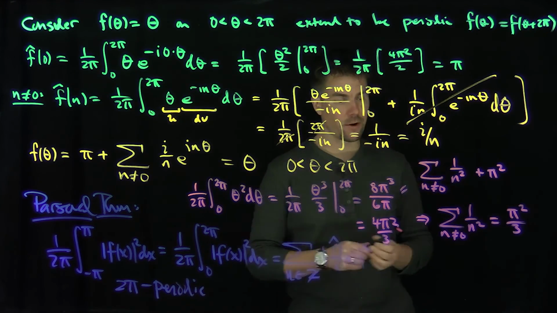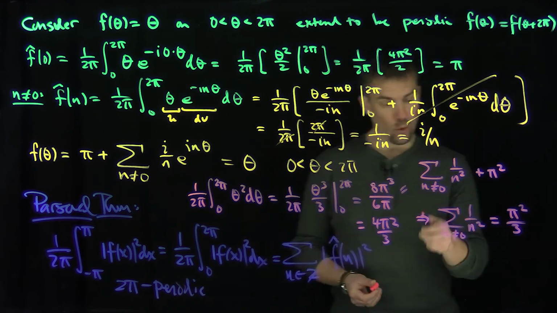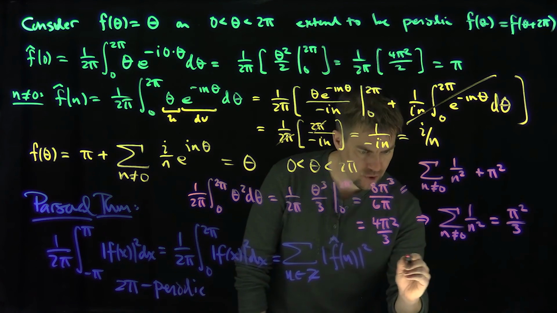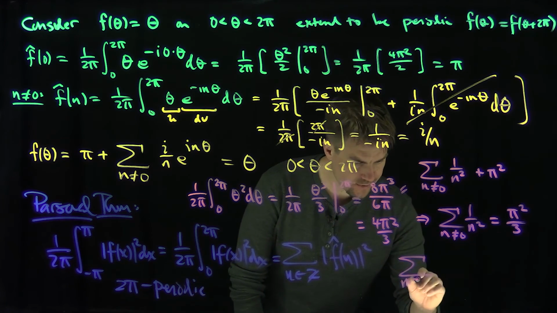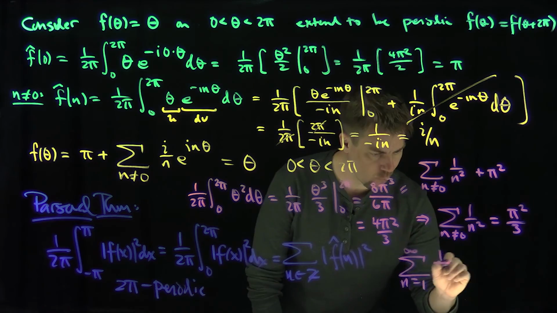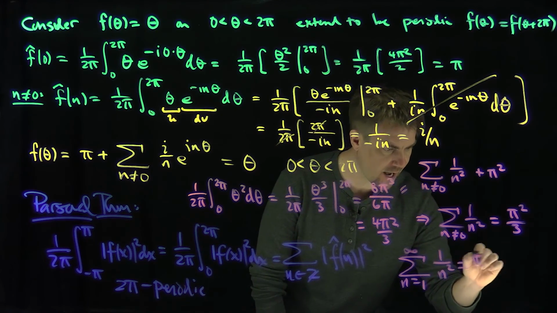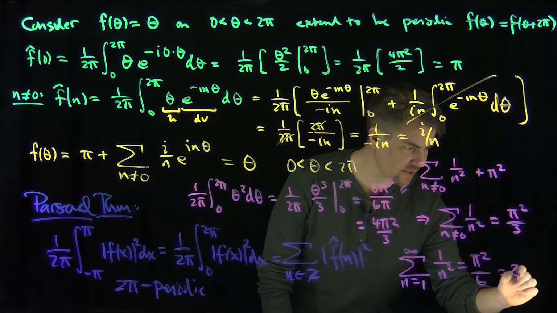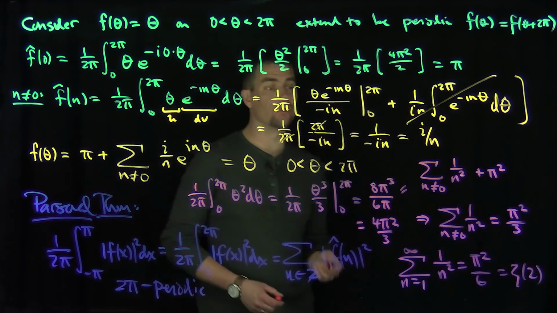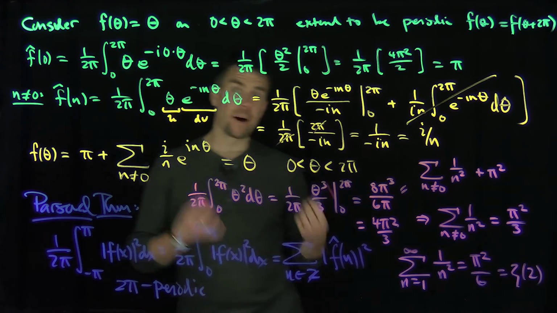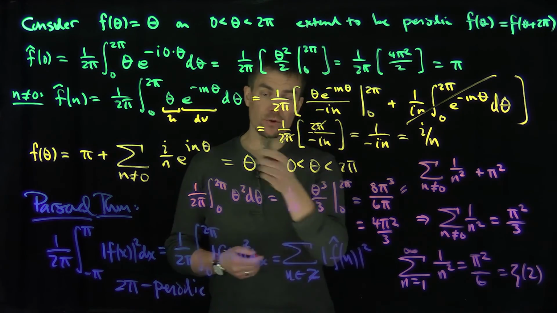But now this is a symmetric function over here, so I can say that the sum from 1 to infinity is just half of this, right? So we therefore conclude, yet again, that the sum from 1 to infinity of 1 over n² is π²/6. And this, as we know, is just zeta of 2. So we're able to compute the Riemann zeta function by computing the L2 norm of this function θ.